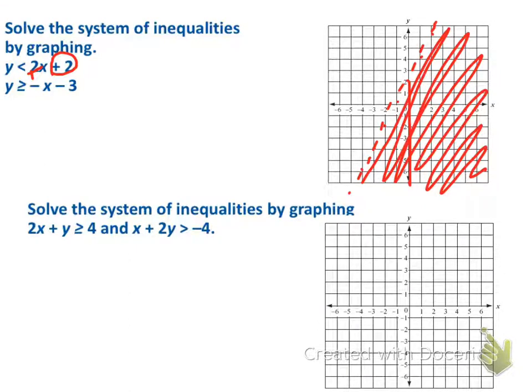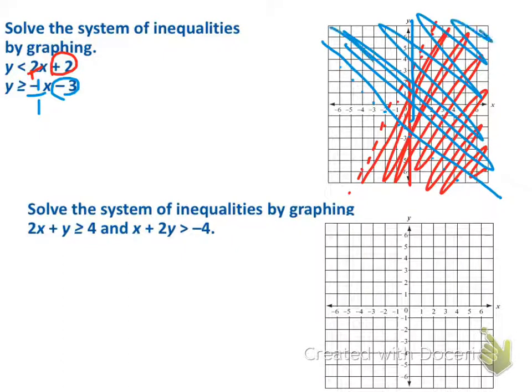Alright, and the second equation then, I'm going to change colors here real quick. We've got y is greater than or equal to negative x minus 3, so I'm going to start at negative 3. And I've got a negative slope, we're going down 1, right 1. And this is going to be shaded greater than or equal to. So this is going to be a solid line, and we're going to shade where it's greater than.